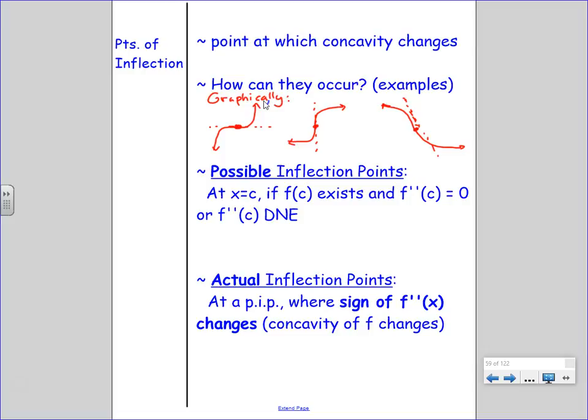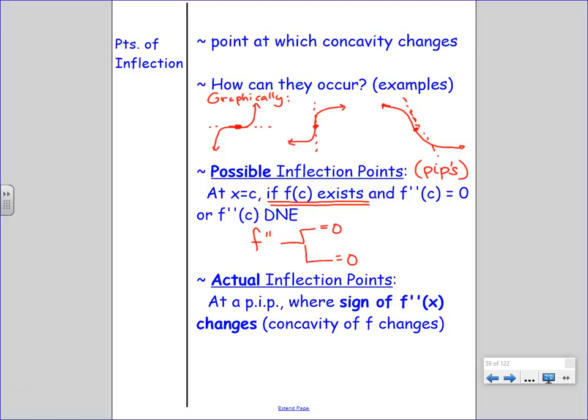So possible inflection points. You've already seen the quick abbreviation that I use just to make it fast: the PIPs. Possible inflection points. That's when f double prime, if it has a top, the zero's at the top, and if it has a bottom, the zero's at the bottom. But once again, like critical numbers, f has to exist at that point first.